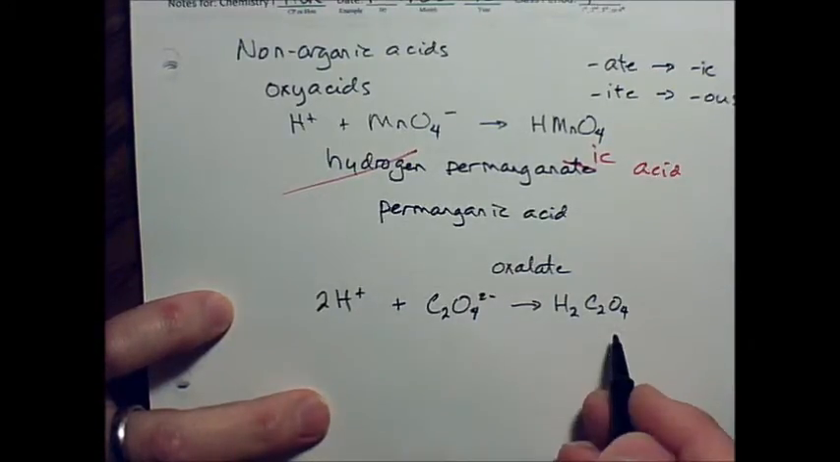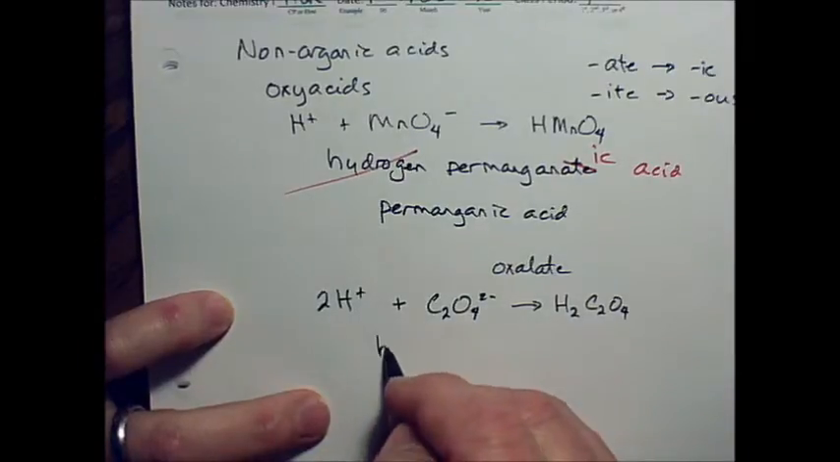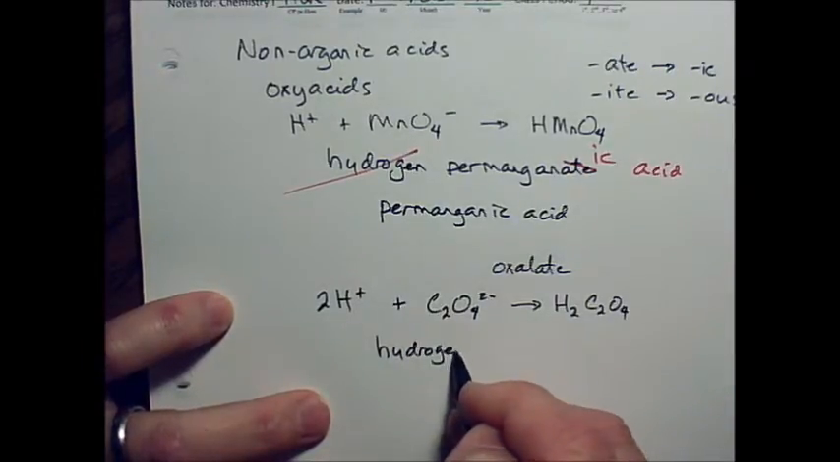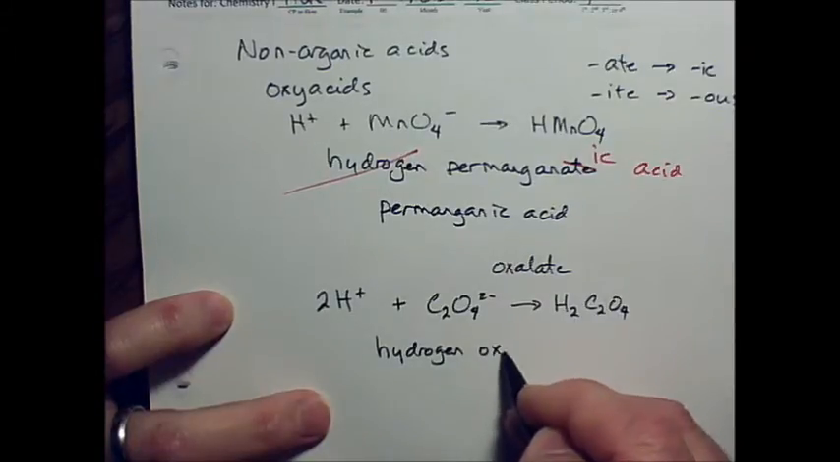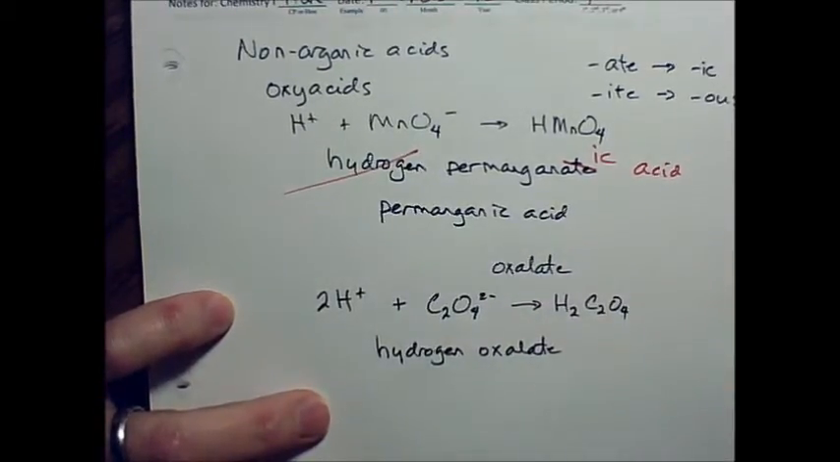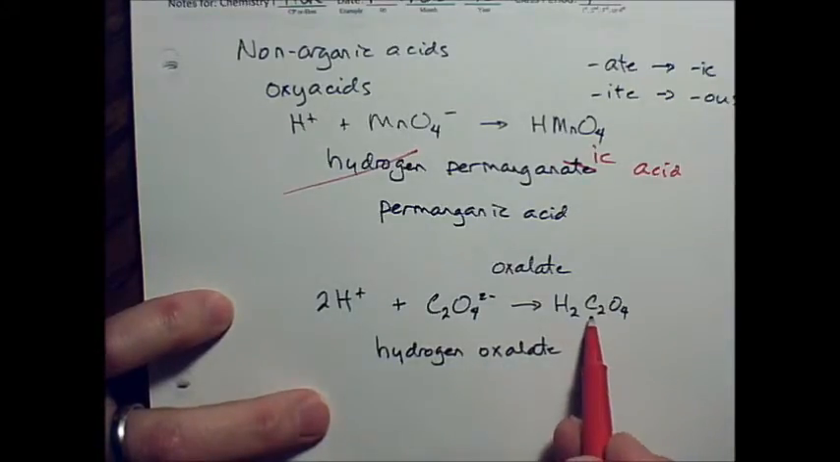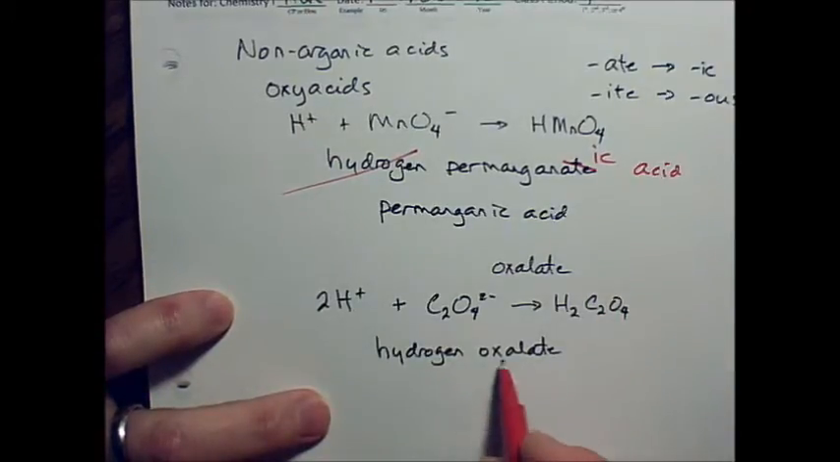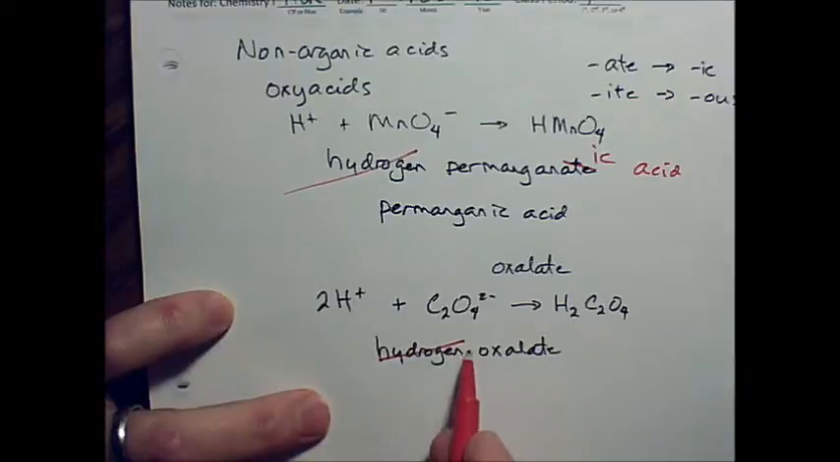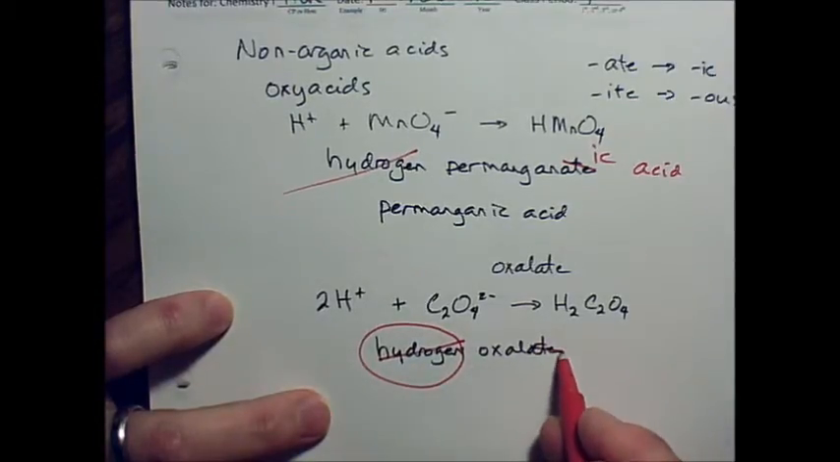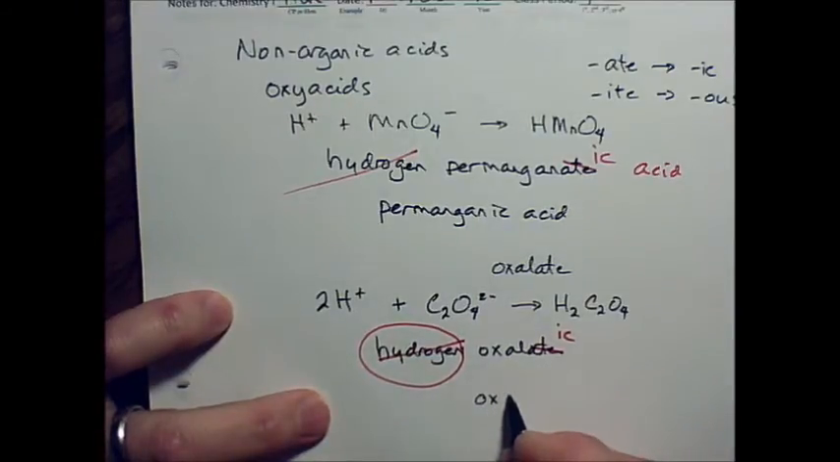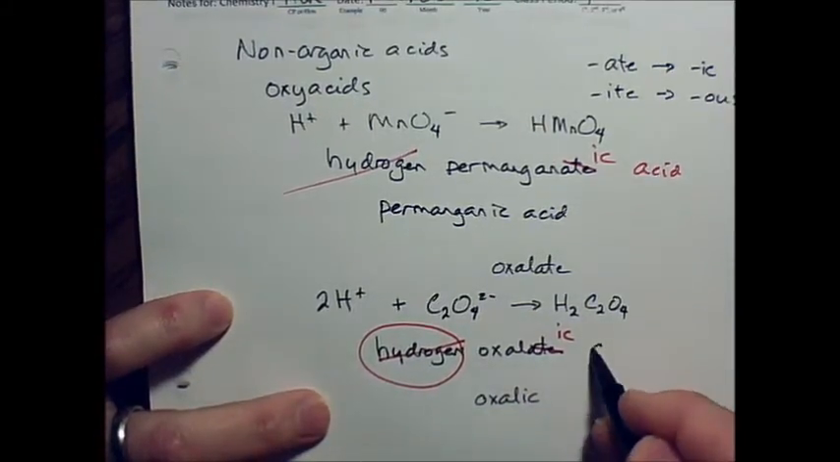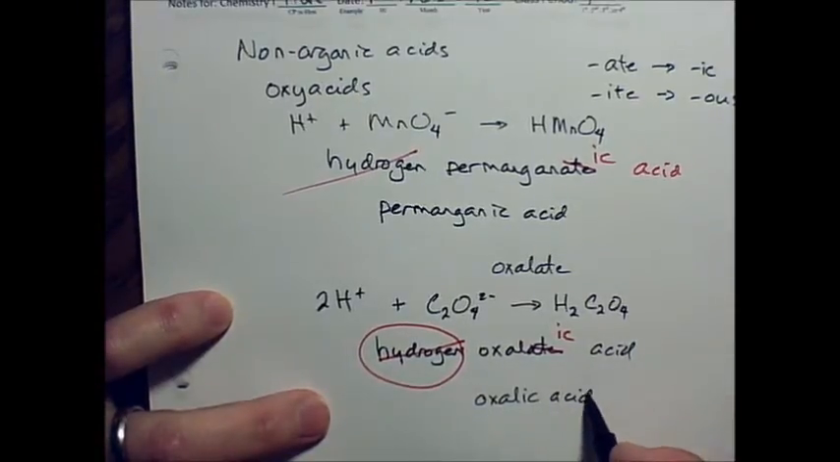Let's name it. We first name it like it's an ionic compound. Hydrogen oxalate. Now we're going to change it to an acid name, and when we have an anion that has oxygen in it, an oxyanion, we're going to drop the hydrogen name off the front. It's gone. We're going to change ate to ic. And we have to put the word acid on the end. Oxalic acid.